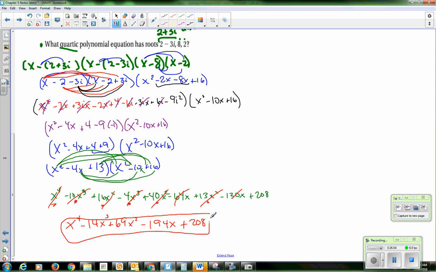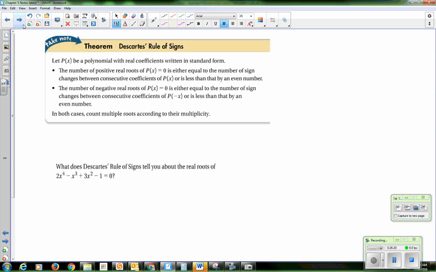Check and check. So x to the fourth minus 14x cubed plus 69x squared minus 194x plus 208 is a quartic polynomial that has these roots. Woo! Sorry. Okay, last one, guys. Promise. Last one: Descartes' rule of signs.